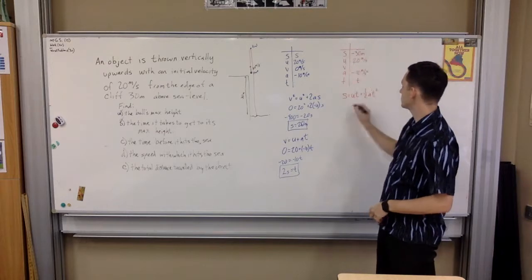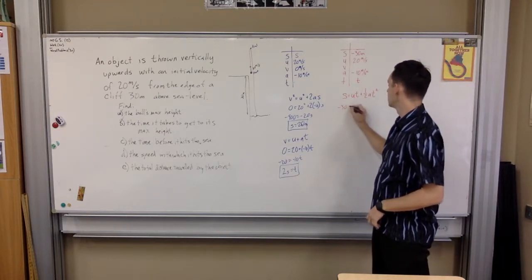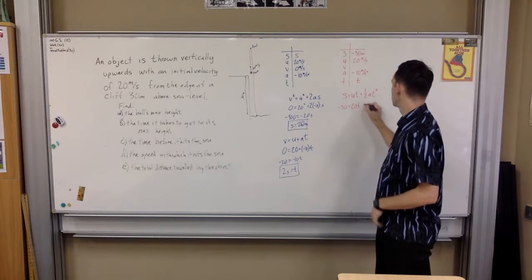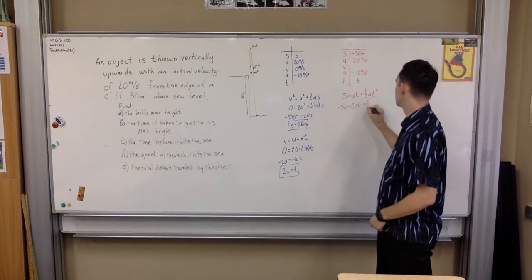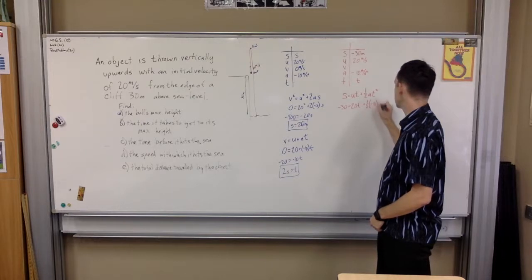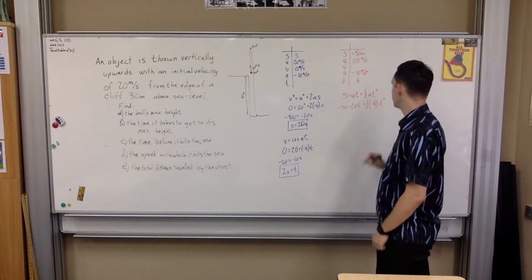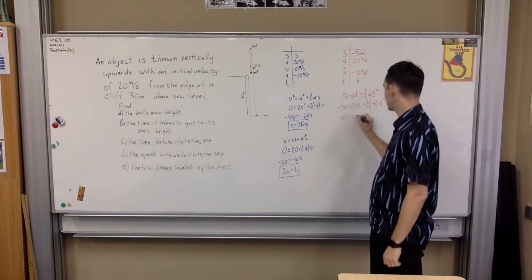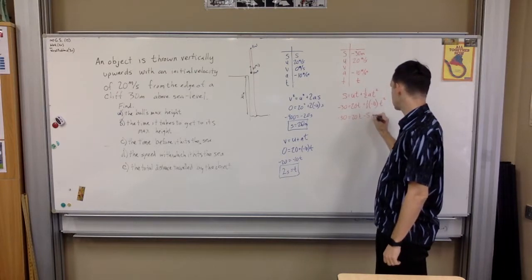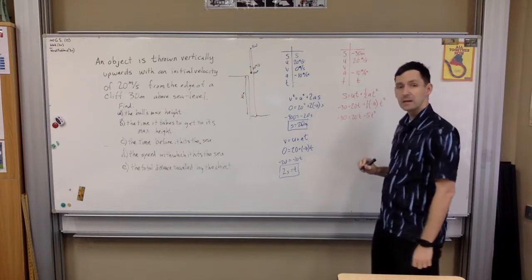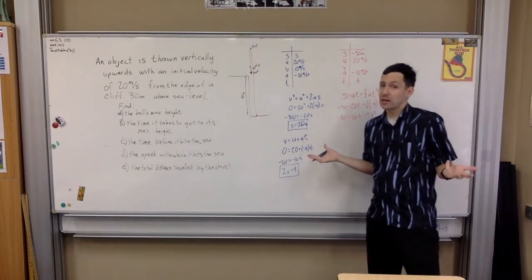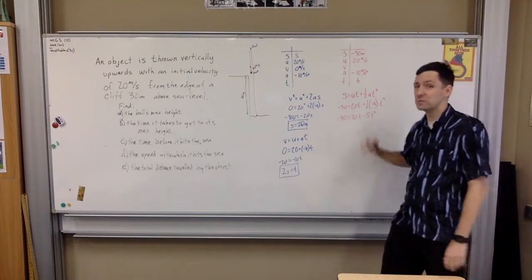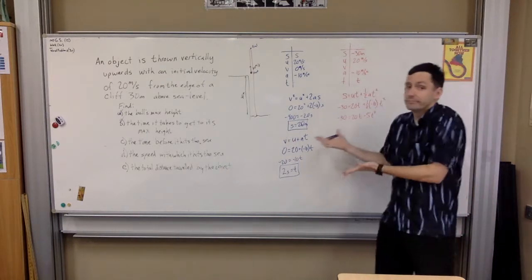We got S, which is negative 30. We've got U, which was 20, plus 1/2 times A, which was negative 10, times T squared. So I'm going to simplify now. So negative 30 equals 20T minus 5T squared. Now I got a quadratic. Sorry, you got to deal with the quadratic. I mean, you learned how to deal with quadratics back in Algebra 1. This should be old hat, but we got to do it.